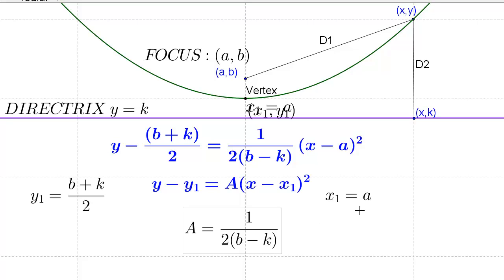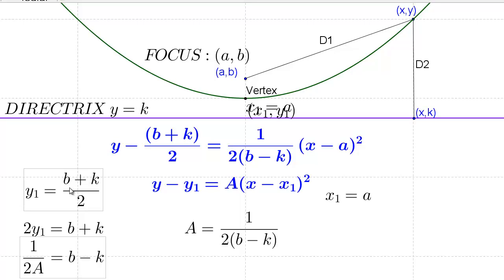We know these three things must be true if the coordinates of the vertex are x1 and y1. Now if we solve for both of these, like we did in the y equals x squared example, for b and k, we take these two equations here and solve for b and k. So if we multiply both sides of the first equation by 2, we get this equation, 2y1 equals b plus k. And if we multiply both sides of this equation by b minus k and then divide by 2, we get 1 over 2a equals b minus k.